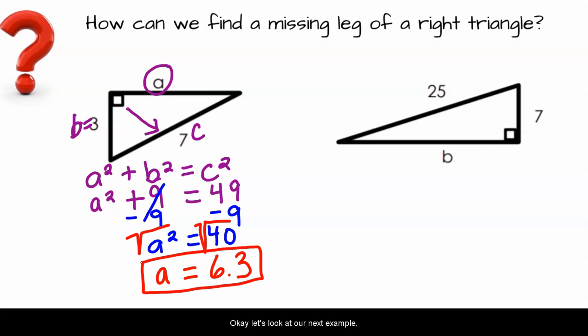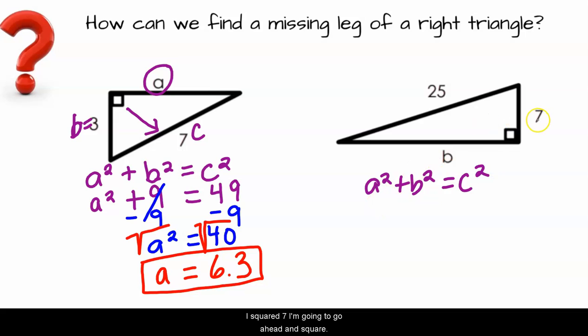Okay, let's look at our next example. Again, we're going to use our formula a squared plus b squared equals c squared. A is 7. I'm going to go ahead and square it. 7 squared is 49. Just make sure you always remember to square it. A plus b is not equal to c. A squared plus b squared is equal to c squared. That's very important. I don't know b this time, so I don't know b squared.